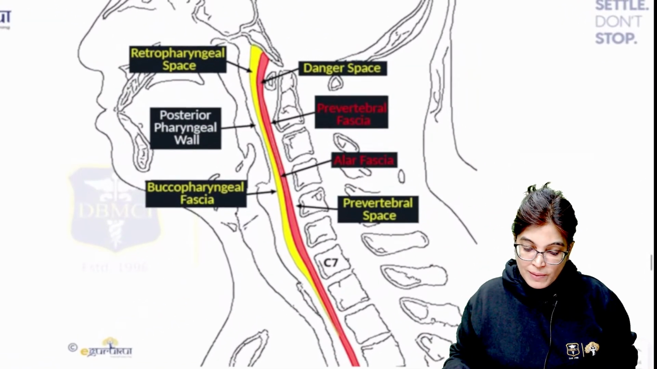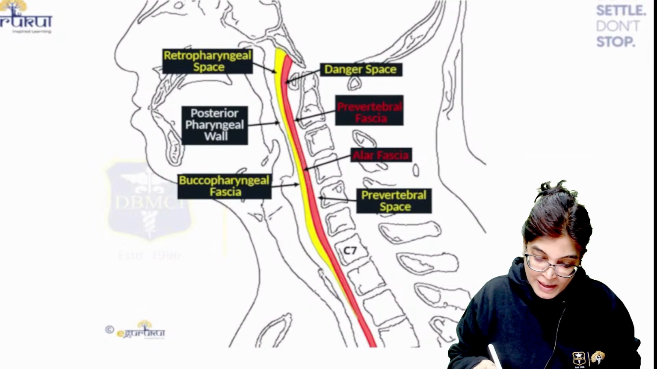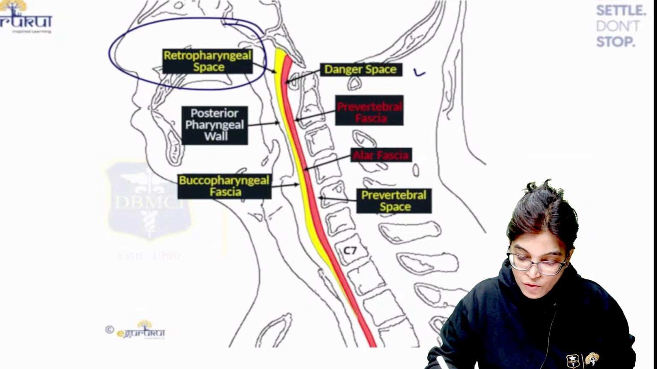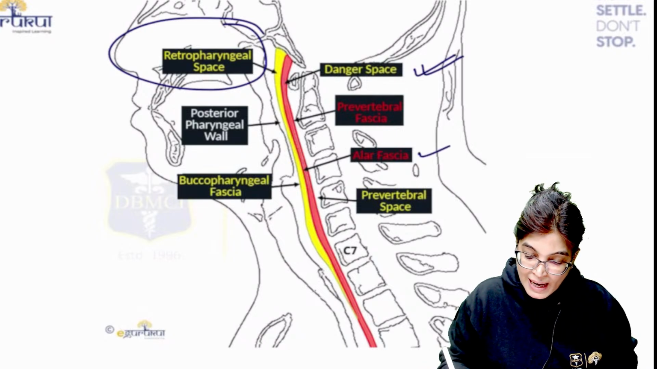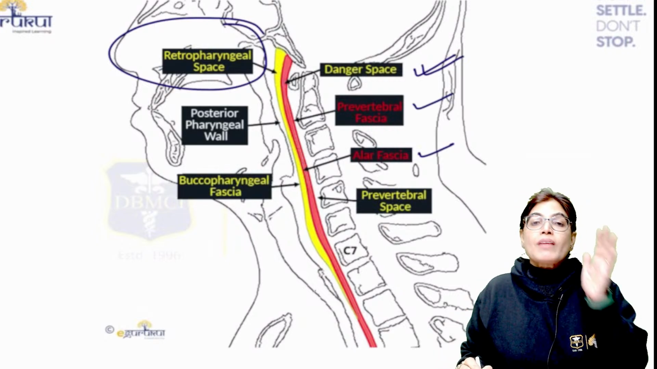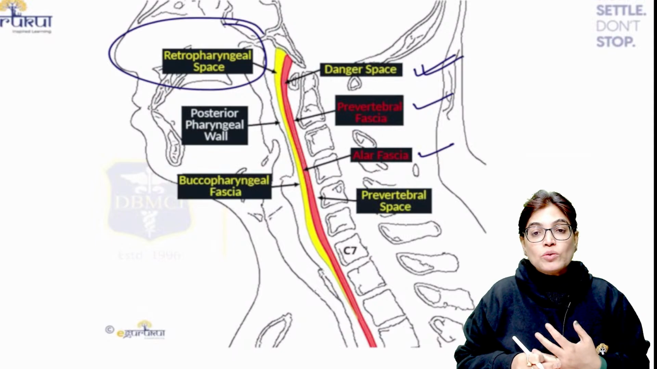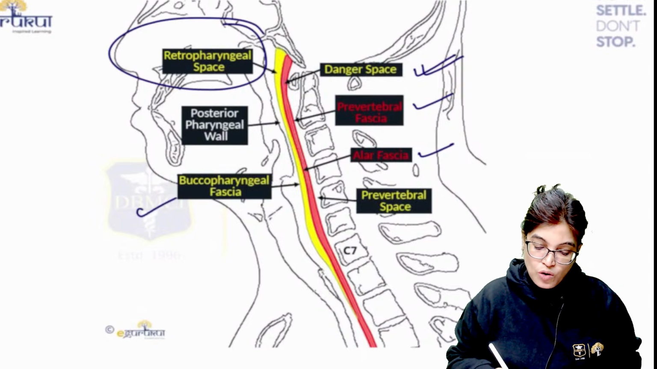Now, I just want everybody to concentrate on this image where you can see the yellow colored space is retropharyngeal space, and posterior to retropharyngeal space, we have got danger space of the neck. Danger space of the neck is lying between alar fascia on the front and prevertebral fascia on the back. Retropharyngeal space is lying anterior to the danger space of the neck, between alar fascia and buccopharyngeal fascia.